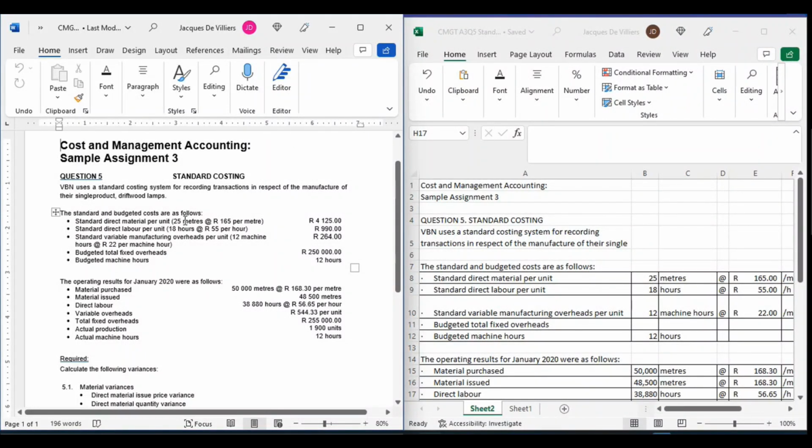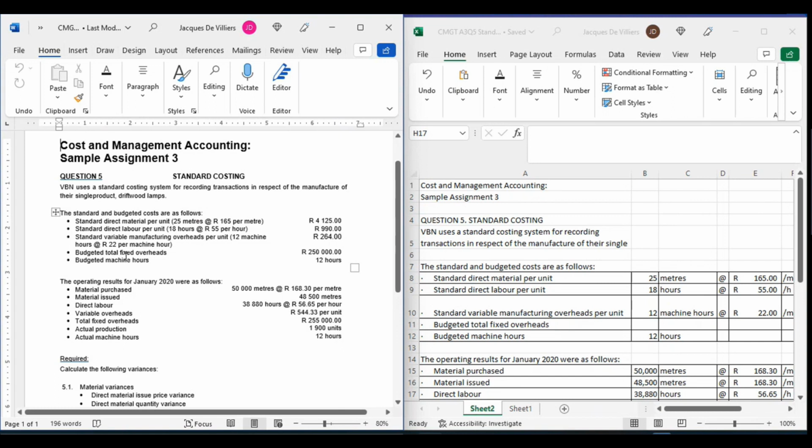So let's have a look at cost and management accounting, sample assignment 3, question 5. That is on standard costing. And this is what they tell us. They say that VBN uses standard costing for recording transactions in respect of the manufacture of their single product, driftwood lamps. First thing they give us is the standard and the budget cost.